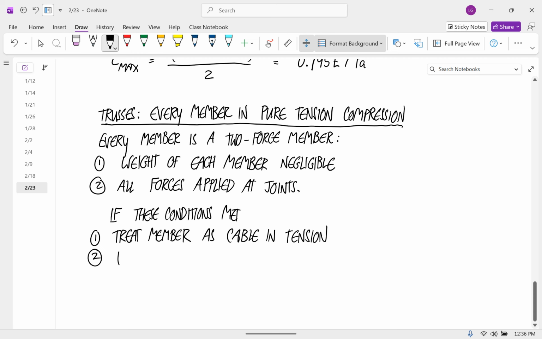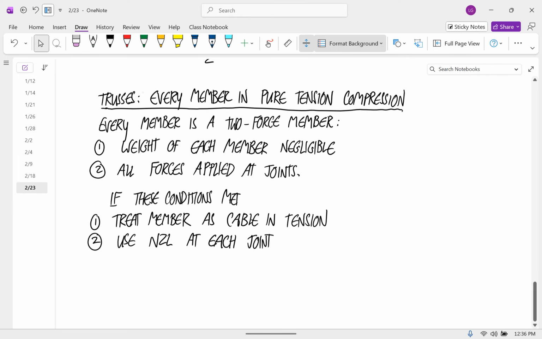Second, use Newton's second law at each joint. So there's no moment equation here. We're going to treat each joint like it's a particle and just do particle kinetics or particle statics. And then third, negative tension values mean compression.